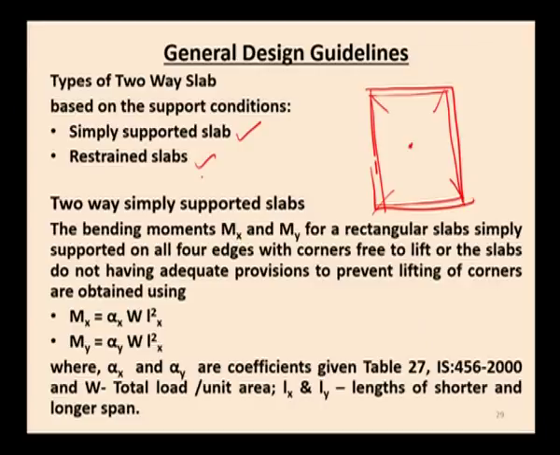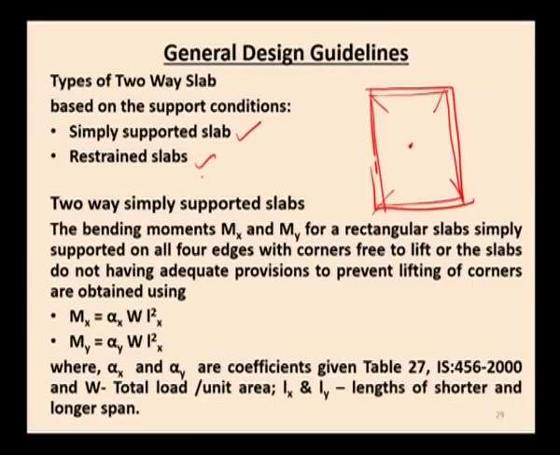In the case of restraint slab, there is no chance of developing the torsion at the corners. And then how to design these two slabs? They are the simply supported slab and the restraint slab. There is a separate codal provision to design the simply supported slab and the restraint slab. For the two-way simply supported slab, how to find out the bending moments?